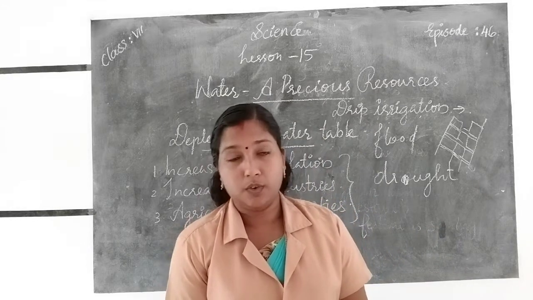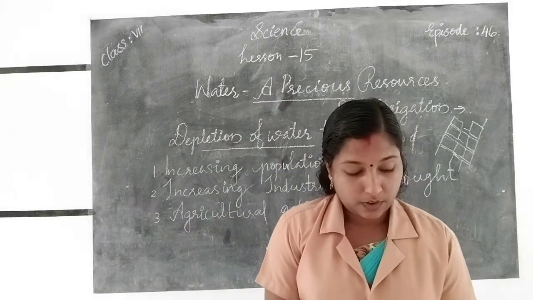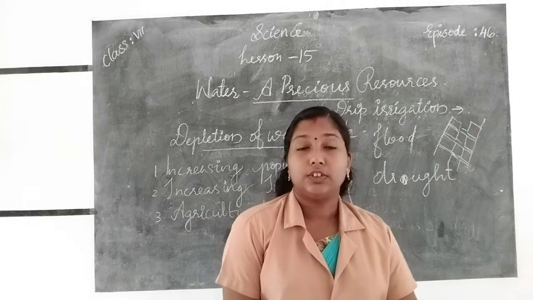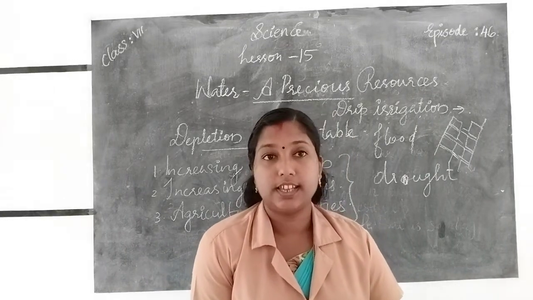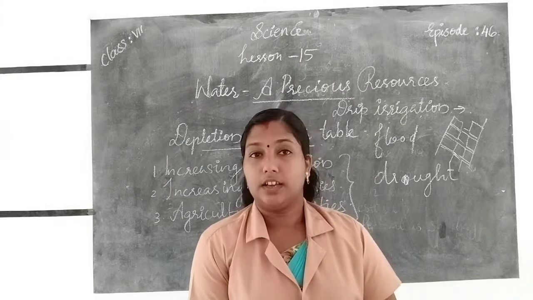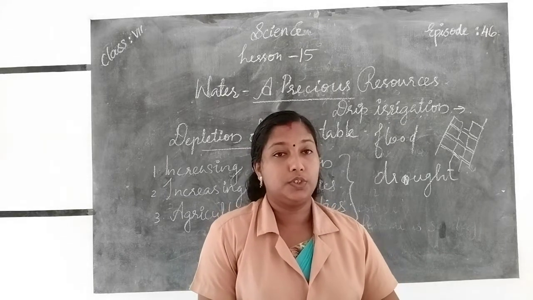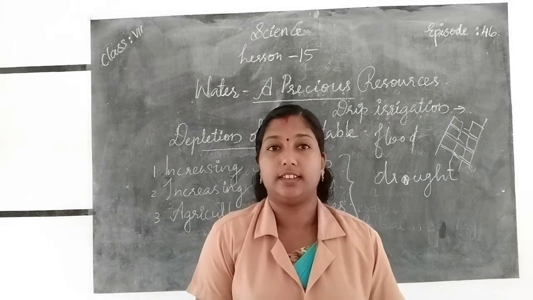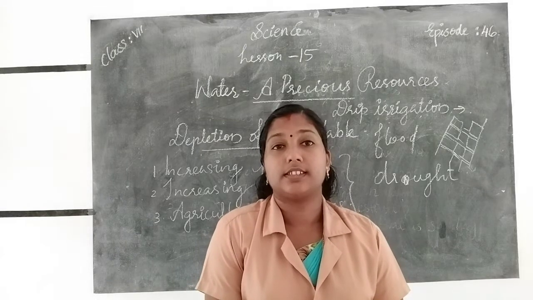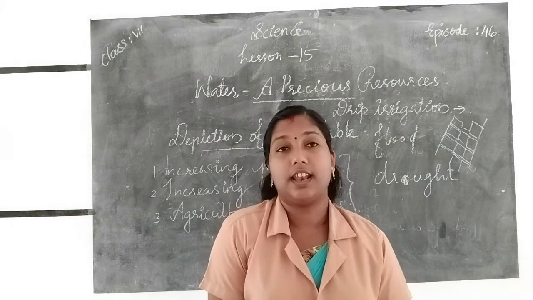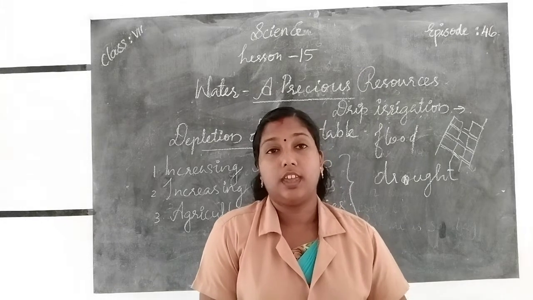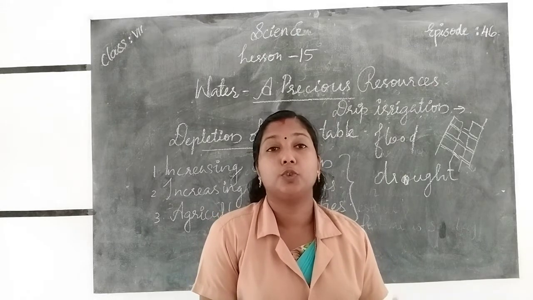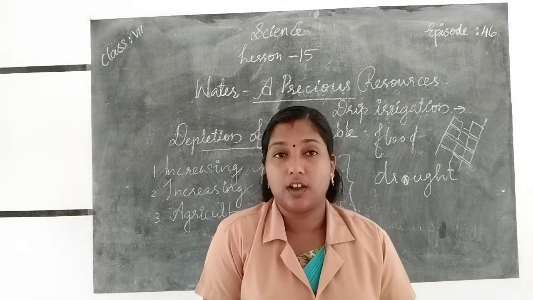First one we know about is groundwater. How is groundwater formed? During the rainy season or monsoon season, the water goes down into the earth. Then it remains as underground water. How do we take that underground water? Through hand pumps or by making tube wells. From the tube wells we can take the underground water.